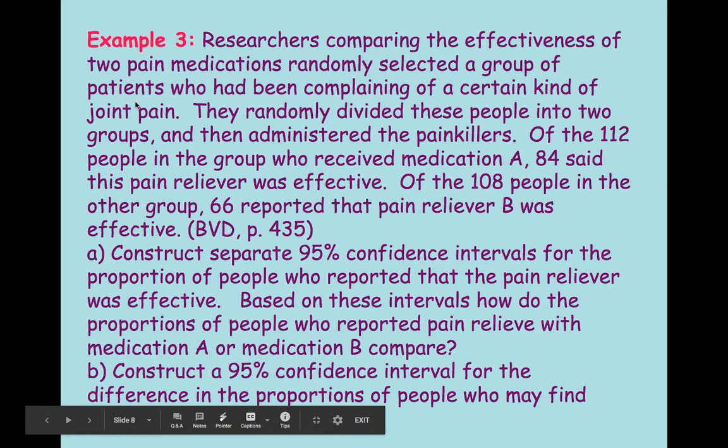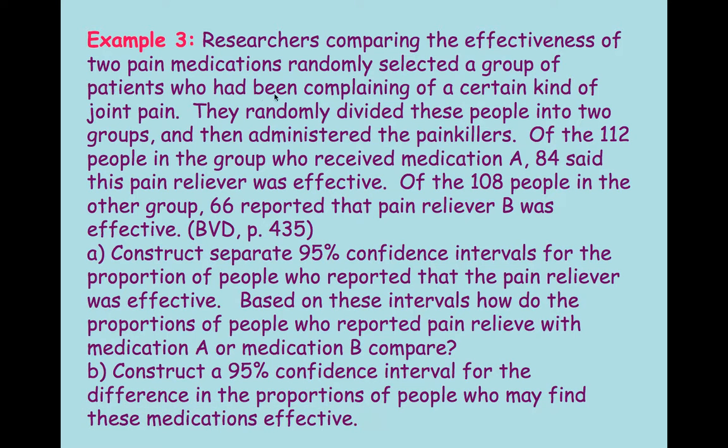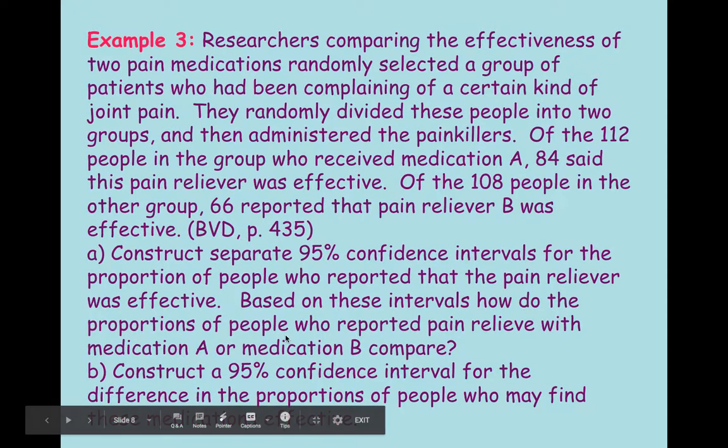Researchers comparing the effectiveness of two pain medications randomly selected a group of patients who had been complaining of a certain kind of joint pain. They randomly divided these people into two groups and then administered the painkillers. Of the 112 people in the group who received medication A, 84 said this pain reliever was effective. So 84 out of 112 believed medication A was effective. Of the 108 people in the other group, 66 reported the pain reliever was effective. So that would be 66 out of 108.